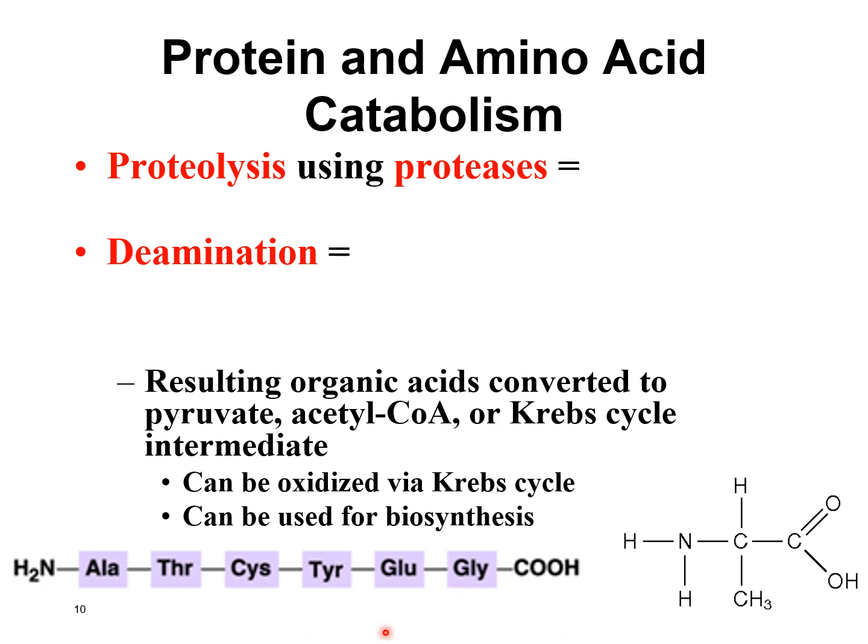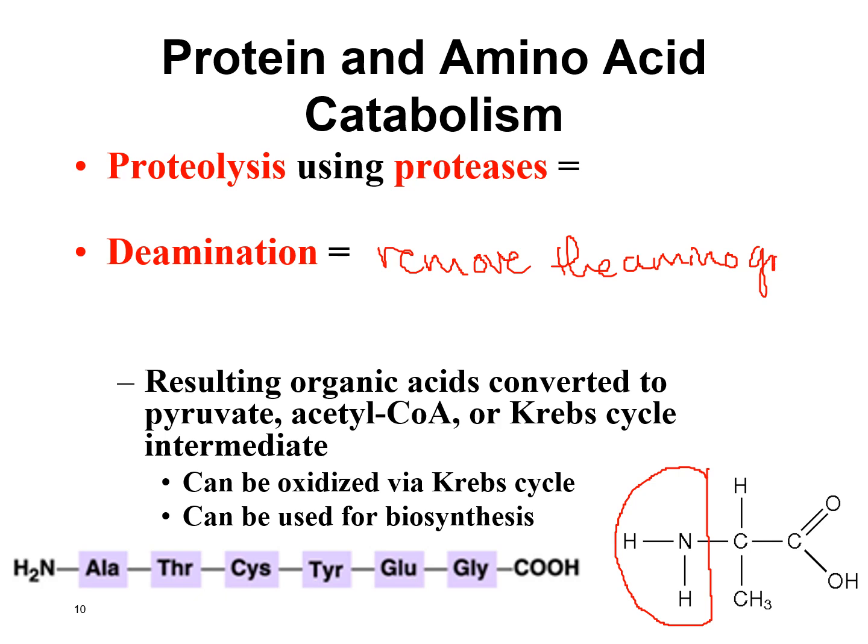And then once we've got the individual amino acids, so like over here on the right, we've got an individual amino acid, then we're going to do what's called deamination. So D means to remove. So deamination just means that we're going to chop off the amino group and remove it from the amino acid.